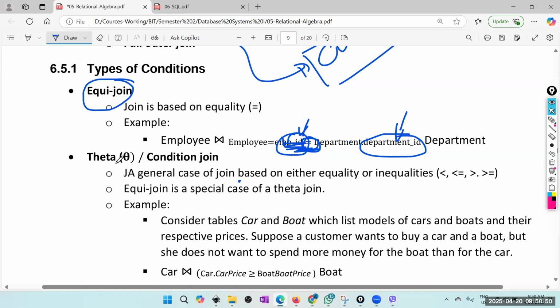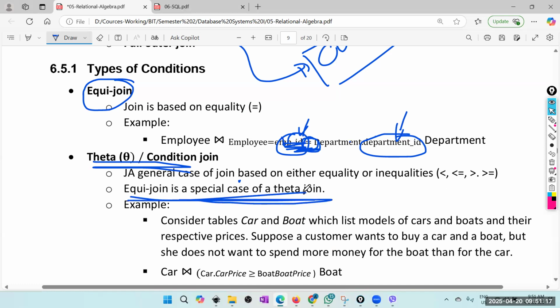So then we have theta join. Right? So theta join means it's a general concept. It can be either equality or inequality. Therefore, equijoin is a special case of theta join. Theta join is a general case. Okay, so equijoin is a special case of theta join.